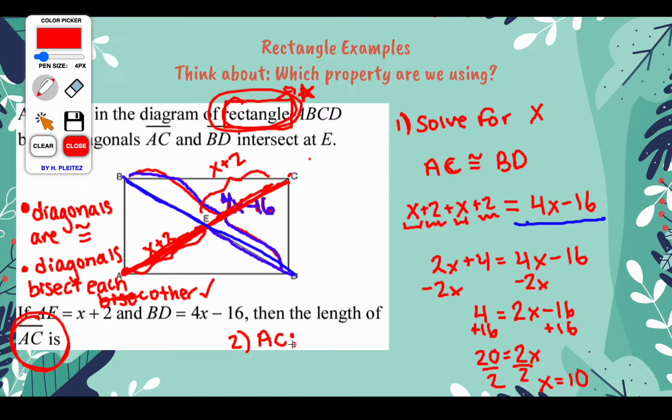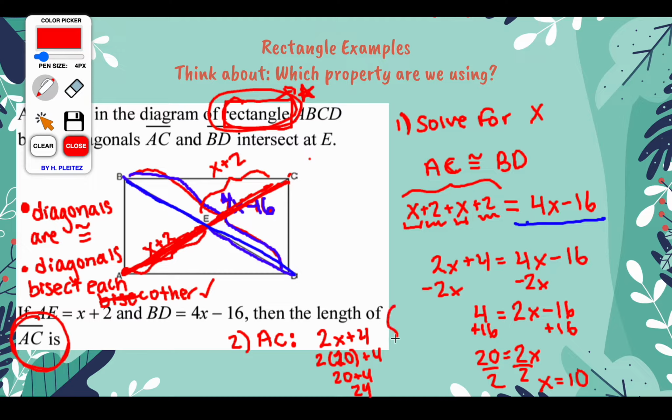So AC, again, was represented by us adding these pieces here. So when we simplified that, we got 2x plus 4. Now I know my x value is 10, so if we do 2 times 10, that's 20, plus 4, which simplifies to 24.